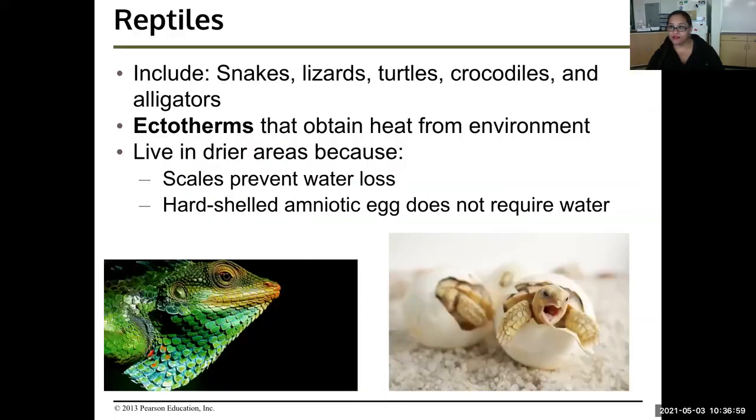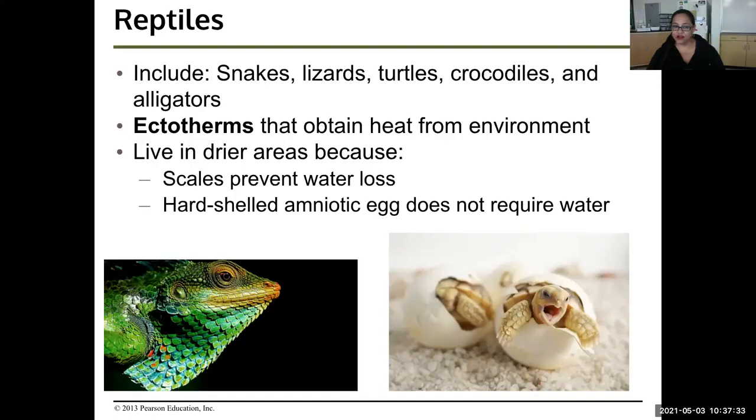Reptiles are next. These include snakes, lizards, turtles, crocodiles, and alligators. They are ectotherms that obtain heat from their environment. We maintain our own heat in our bodies, which is why our temperature is always around 98.6. Reptiles do not. They have to get heat from their environments. And they can live in drier areas because they have scales. Their scales will prevent water loss and keep that water inside of them.